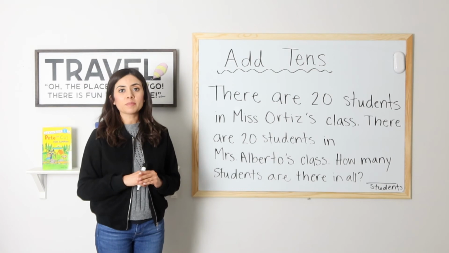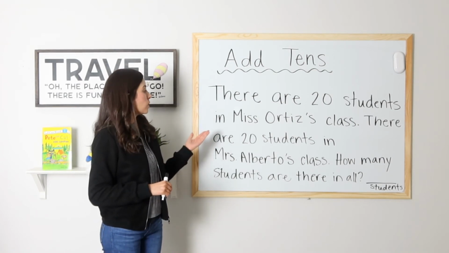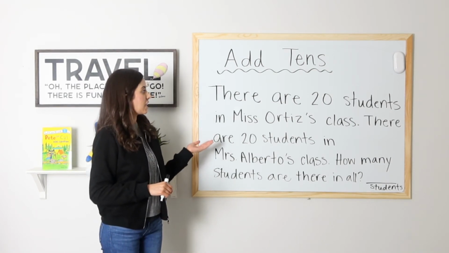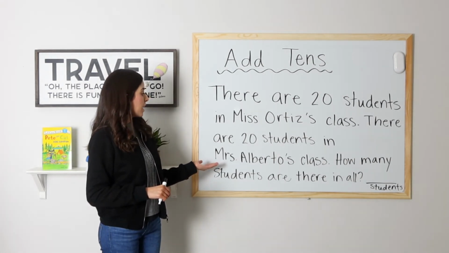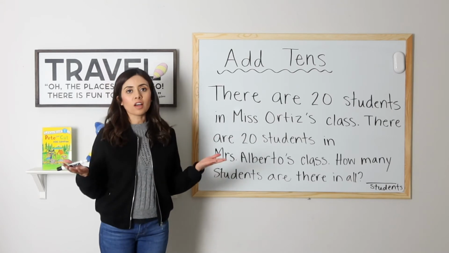Okay, ready for the word problem? It says, there are 20 students in Miss Ortiz's class. There are 20 students in Mrs. Alberto's class. How many students are there in all?